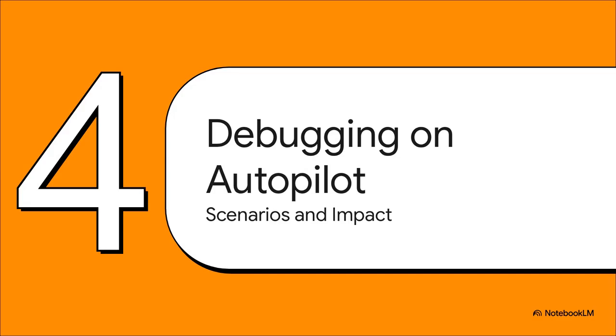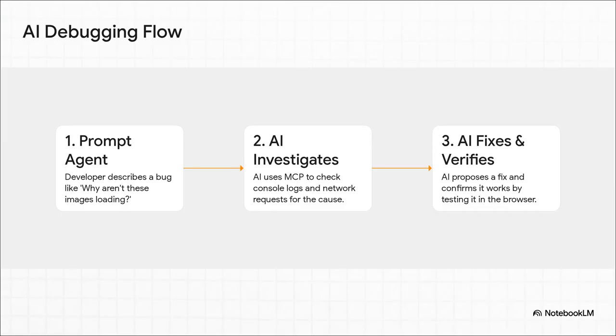Okay, so what does this actually look like in a real-world workflow? This is all about finally connecting the dots between generating code and seeing if it works, turning debugging into a collaborative and even automated process. So instead of that frustrating back and forth, the entire workflow gets an upgrade. You describe a bug, the AI then autonomously uses DevTools to investigate the live page, figure out the root cause, and then propose a fix. And this is the crucial part: it can then test its own solution to confirm it actually works before it ever even shows it to you.